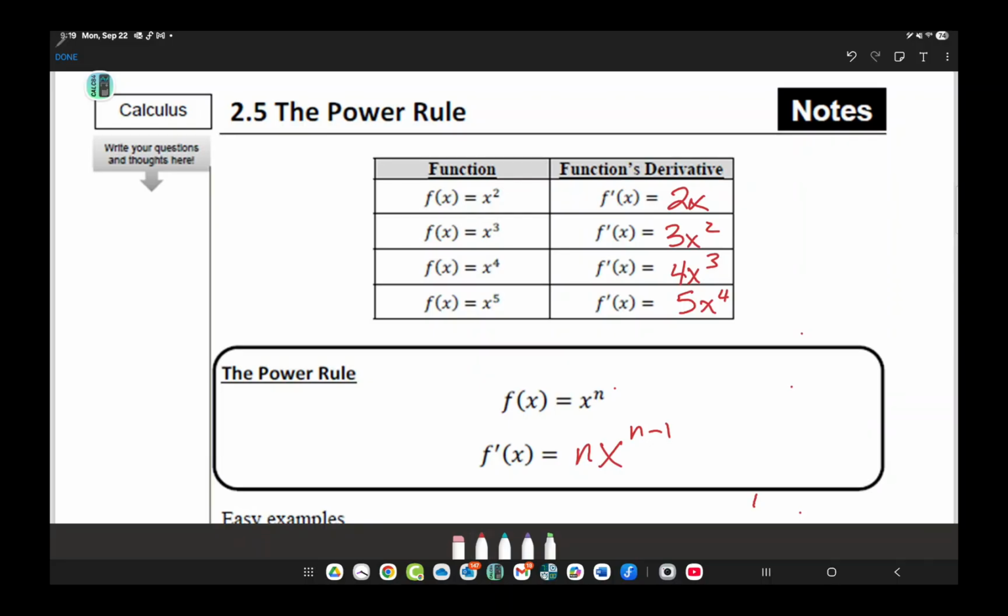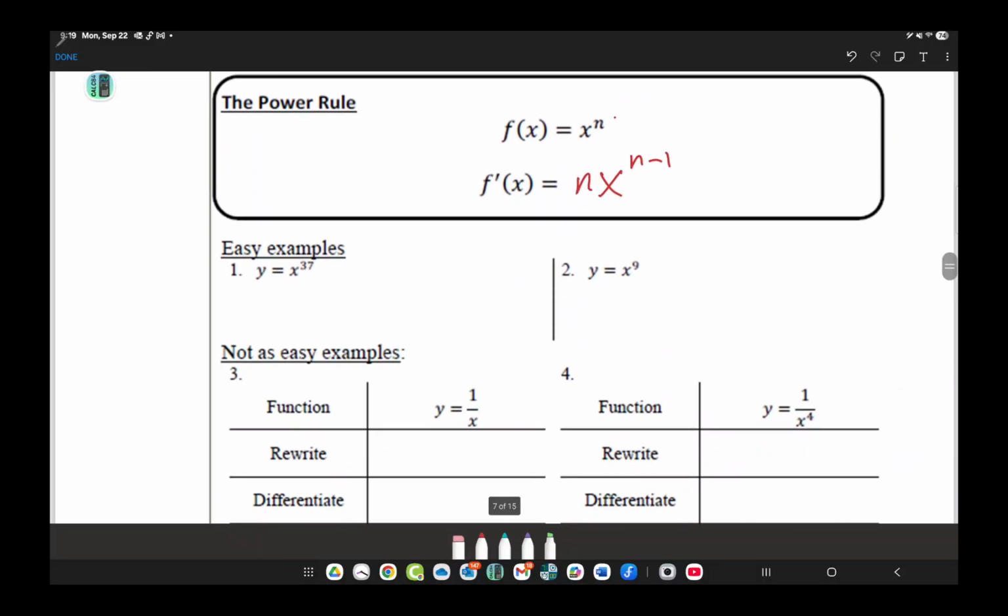All right. So, for example, number 1, if we bring down the exponent, we get 37x, subtract 1 from the exponent, we get 36. Number 2, bring down the exponent, 9, subtract 1, 8. Easy enough, right?